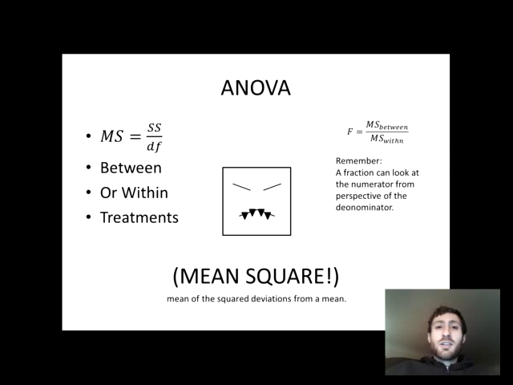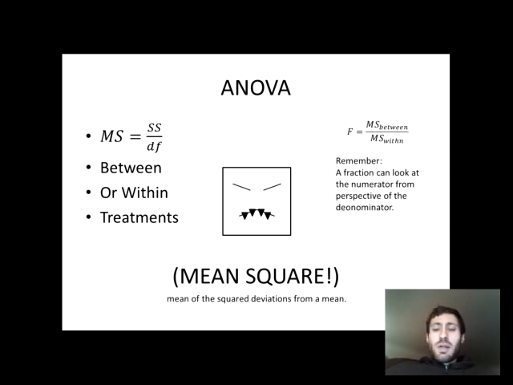And if you see a fraction, this should automatically have you thinking, what do we think of fractions as? What do fractions signify for us? Fractions signify a perspective. We're looking at the what from the perspective of the what? We're looking at the numerator from the perspective of the denominator, okay? So we're looking at the between treatments mean square from the perspective of the within treatments mean square. So then you might expect that the within treatments mean square is some sort of standard value that we're comparing the between treatments mean square with.